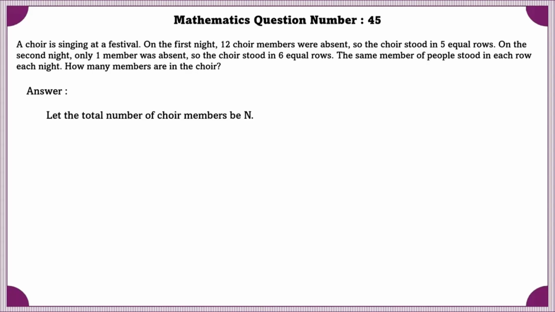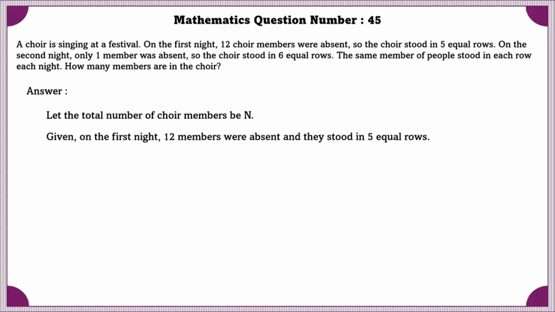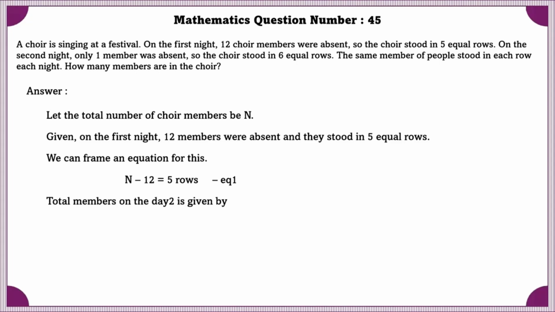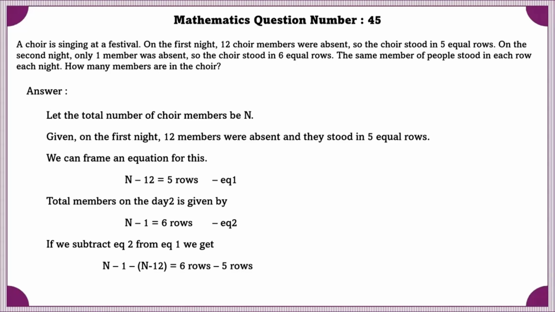Let the total number of people in the choir be n. Given on the first night, 12 members were absent and they stood in 5 equal rows. We can frame an equation for this as n minus 12 is equal to 5 rows. Let this be equation 1. Total members on day 2 is given by n minus 1, which is equal to 6 rows, and let us take this as equation 2. If we subtract equation 1 from equation 2, we get n minus 1 minus (n minus 12) is equal to 6 rows minus 5 rows. In one row, there are 11 people.